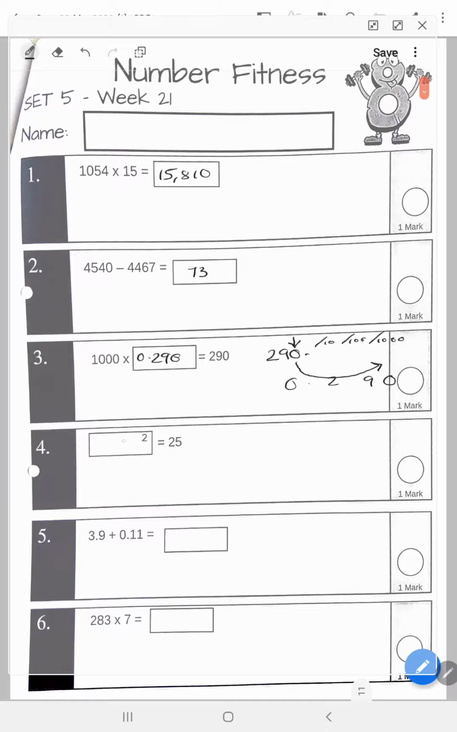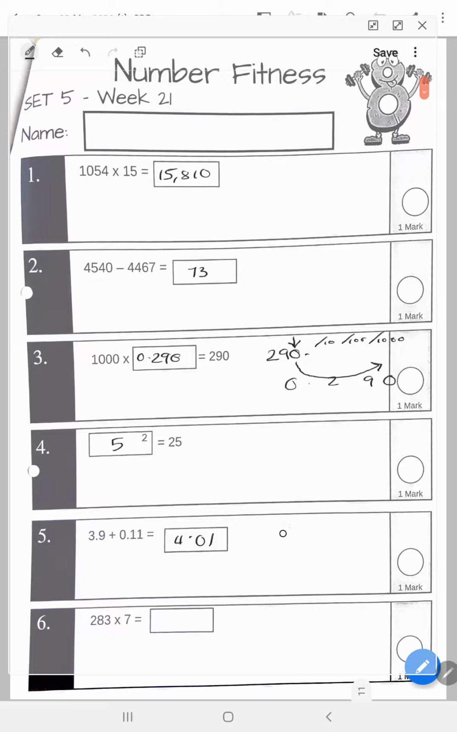Something squared is 25, that's 5. 3.9 plus 0.11. Just remember to make sure your decimal place is in the right place and your numbers are in the right columns. And you've got 4.01.